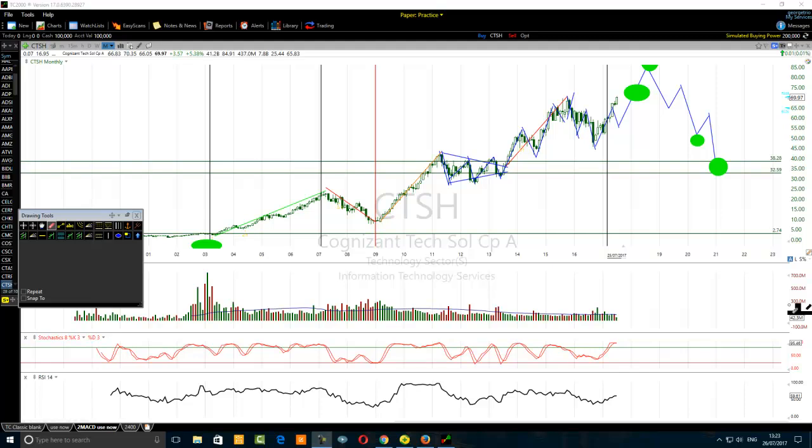So I'm on the monthly chart of the stock called Cognizant Technology, epic CTSH, Charlie Tango Sierra Hotel. This is an American stock, and I have done my Elliott wave forecast.